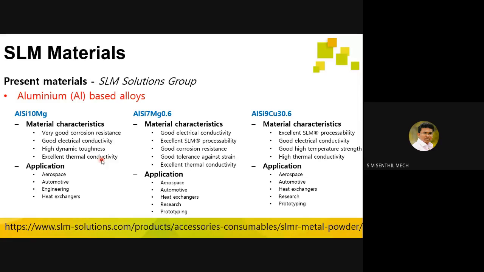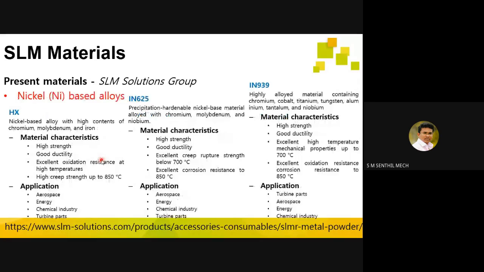Next is nickel-based alloys. Nickel, you already know, is a material. With this, there are more than 5 base alloys. I am giving only the main 3 alloys which are being used. This HX is a nickel-based alloy with high contents of chromium, molybdenum, and iron. You would have come across these terminologies in your chemistry. So this nickel will have the additional properties of chromium, molybdenum, and iron.